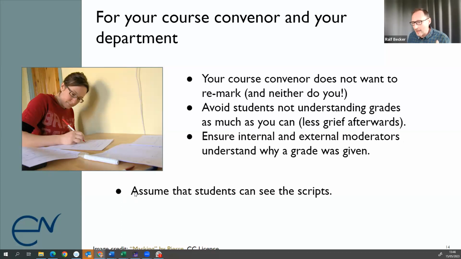Assume that students can see the scripts, even if processes may be different. Perhaps some universities don't make that easily available for students, but in the end, assume students can see the script. So whatever you leave on the script should be printable.